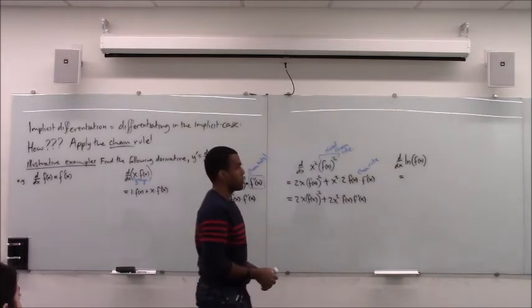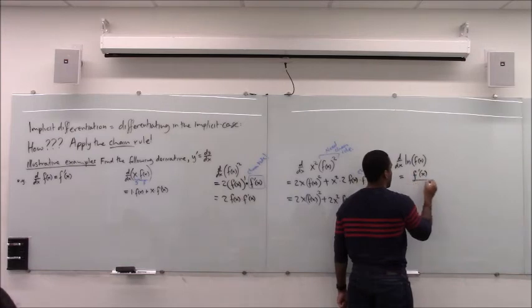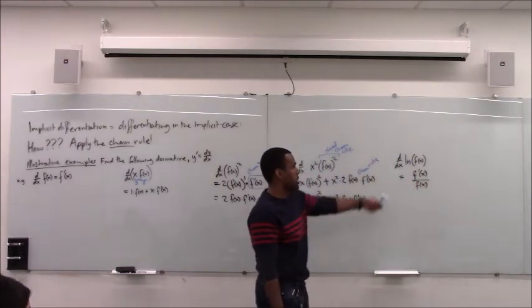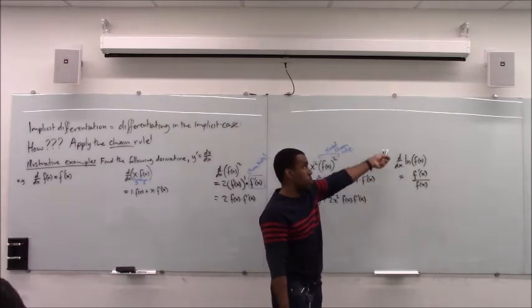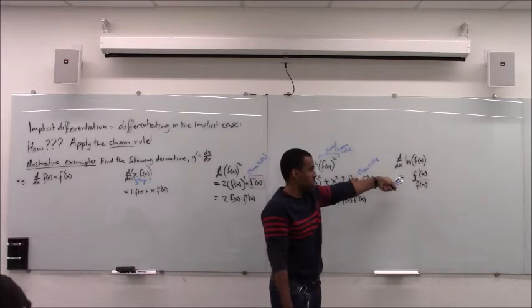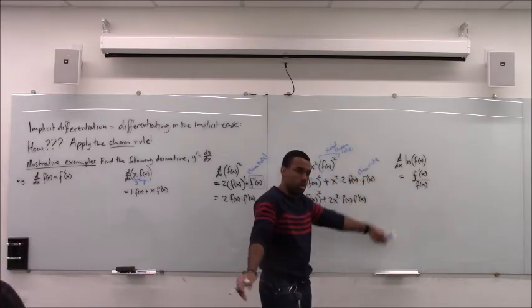F prime x divided by f of x. Right, that's f prime of x over f of x. Would you have to multiply by f prime x again? No, you already did the f prime x, right? So technically it's 1 over f times f prime, that would be the chain rule, but now it's just f prime over f, right? Derivative of ln of u is u prime over u.